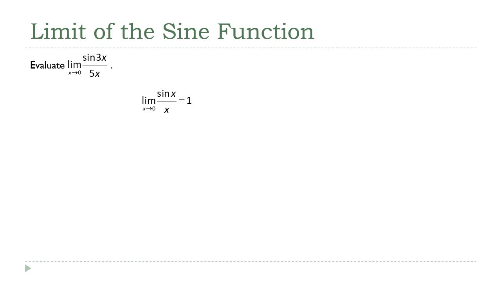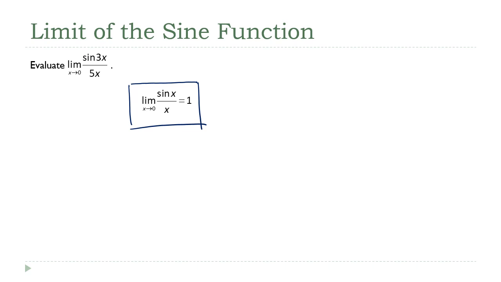So I'd like to evaluate this limit here: the limit as x approaches 0 of the sine of 3x over 5x. And to do that, I'm going to rely on this limit that we've seen before. This one here says the limit as x approaches 0 of the sine of x over x is equal to 1. And you'll notice there are a lot of similarities between that one and the function I'm being asked to find the limit of.